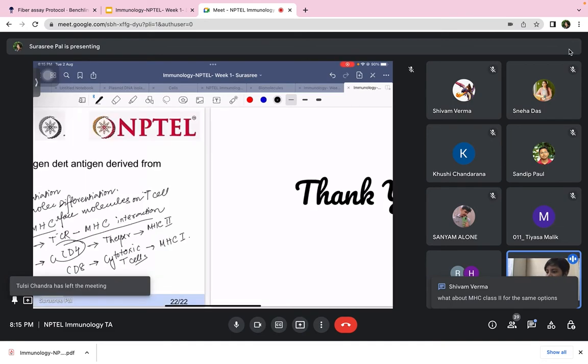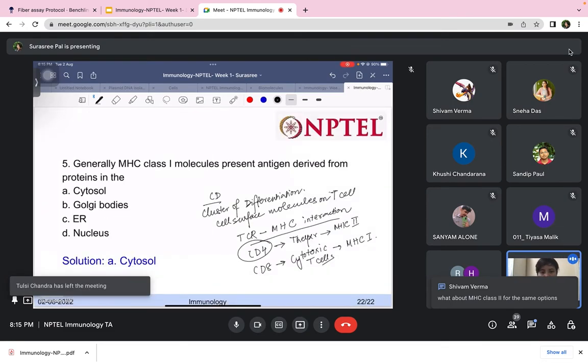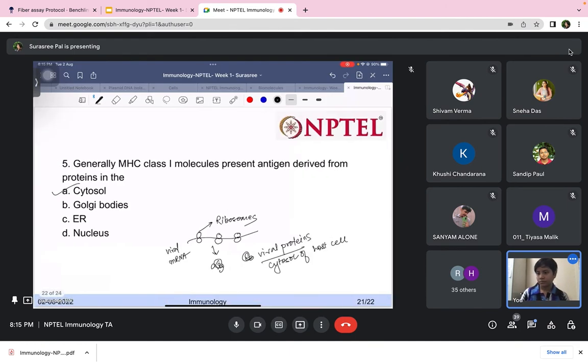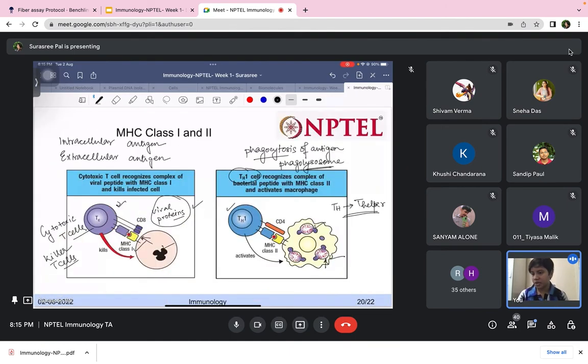Okay, so you are asking about MHC class 2 molecules. Yes, MHC class 2 molecules present antigens which are derived from the chopped-off proteins from the vesicles, the lysosomes and all. Like I was mentioning here, the phagolysosome that forms.